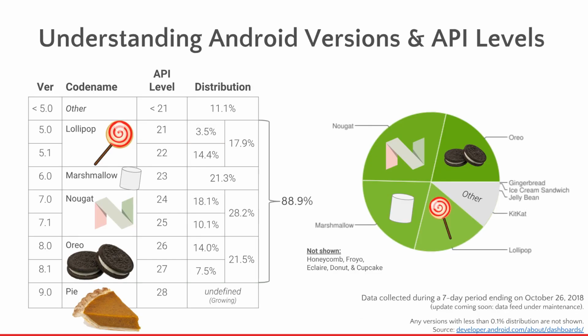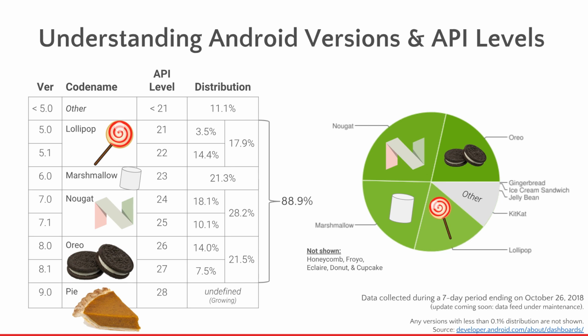Android versions are defined three ways. There's the code name, the version, and the API level. Those don't always line up evenly, so you'll sometimes see it referred to one way or the other way, but you need to know how they line up.